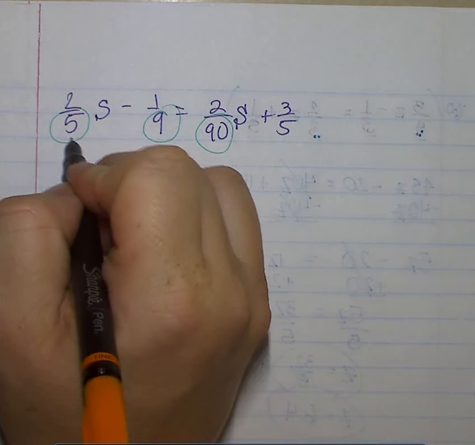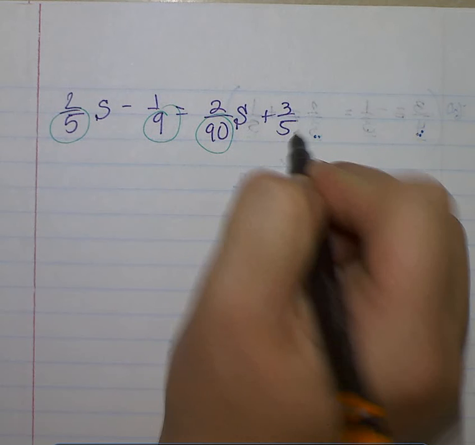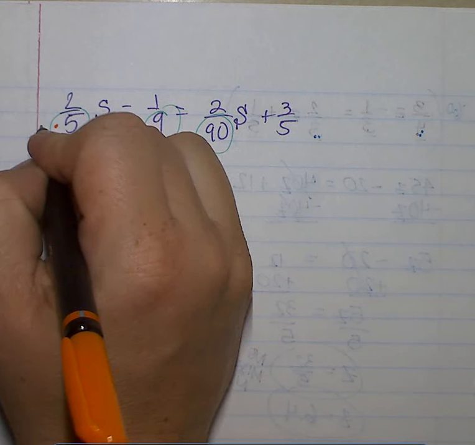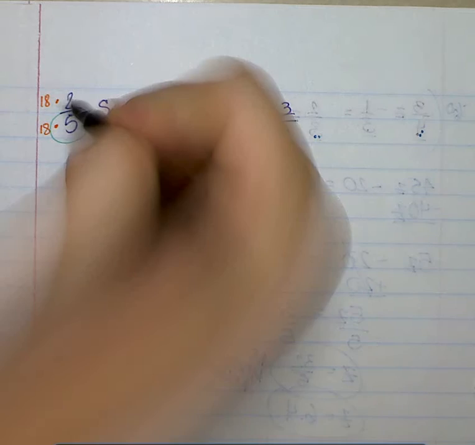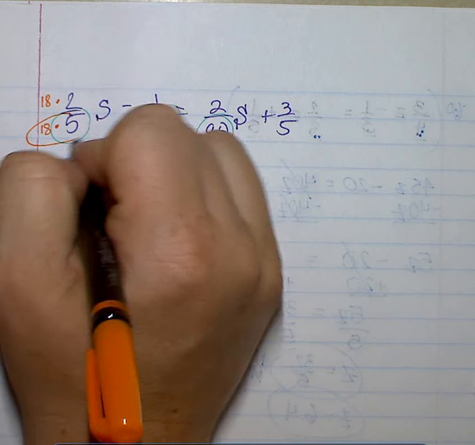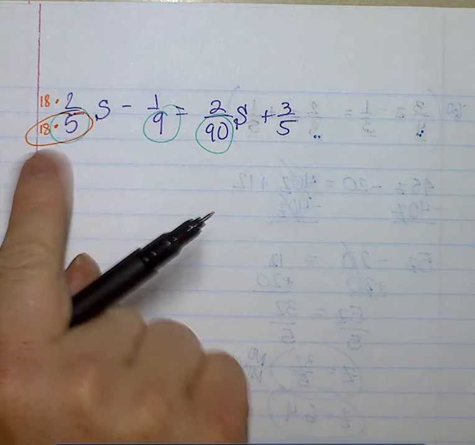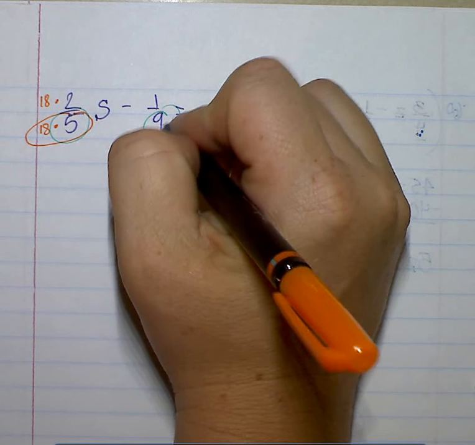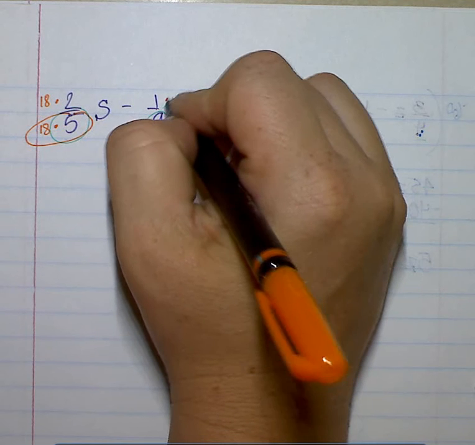I want to make each one of the denominators a 90. So to do that, I'm going to take 90 divided by 5. 90 divided by 5 is 18. I'm going to multiply both the top and the bottom by 18. My goal is to get the denominator in every single group here to be 90. So now 18 times 5 is 90, and I already have a 90 here. I know 9 times 10 is 90.